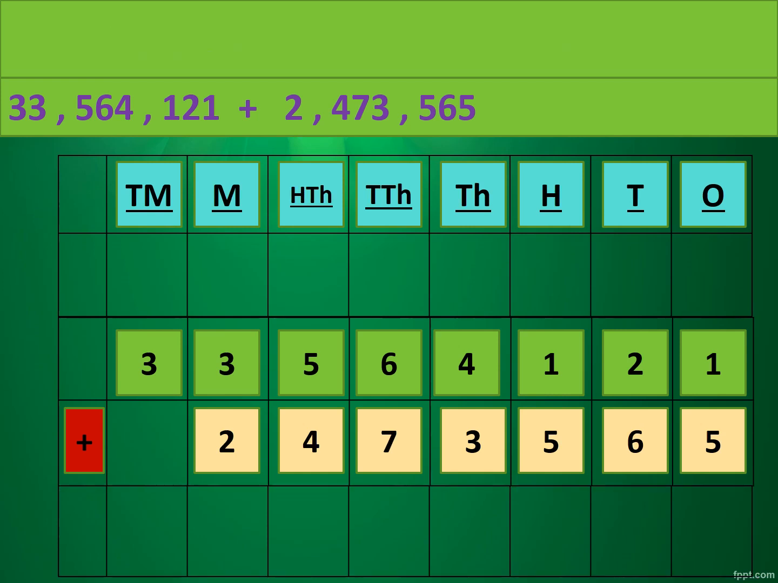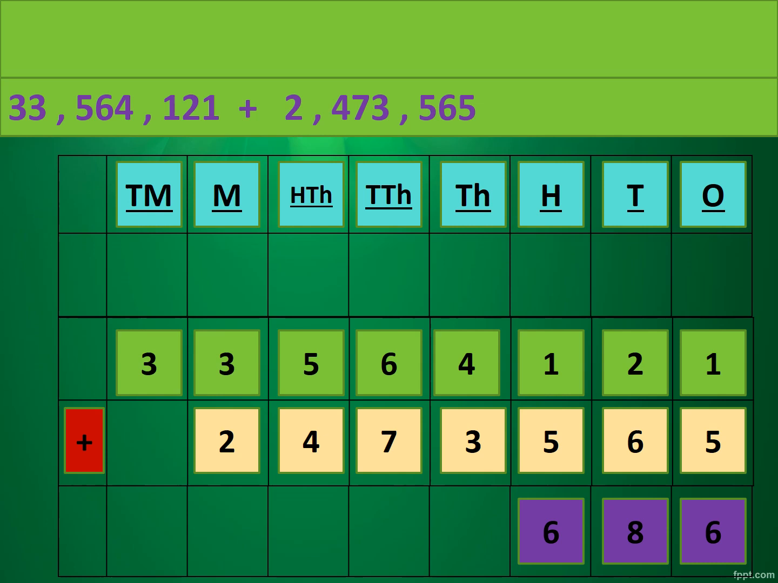Now let's add these two numbers. As we know, our addition always starts from the right side from the ones column. So at ones place we have values 5 and 1. So 1 plus 5 is equal to 6. At tens place we have values 2 and 6. So 2 plus 6 is equal to 8. And at hundreds place we have values 1 and 5. Use your mental math and tell me 1 plus 5. Yes, 1 plus 5 is equal to 6.